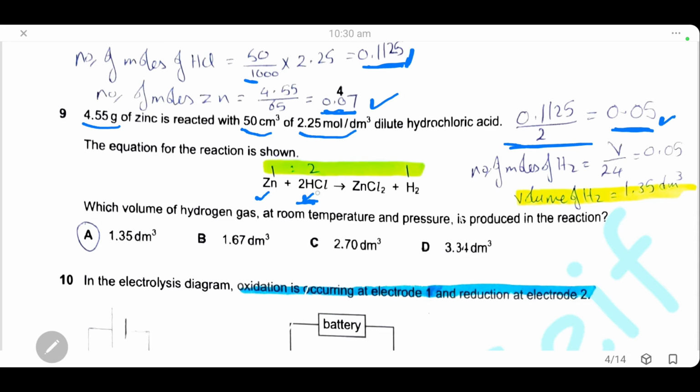And because the ratio of zinc to hydrogen is 1 to 1, number of moles of hydrogen is also 0.05, which is equal to the volume divided by 24. So the volume of hydrogen gas will be 1.35 decimeter cube, and the answer is A.